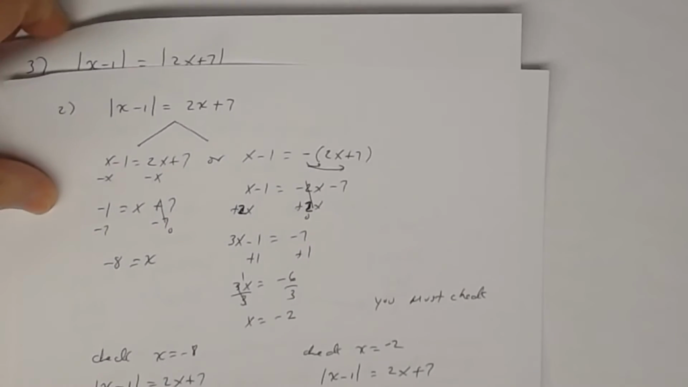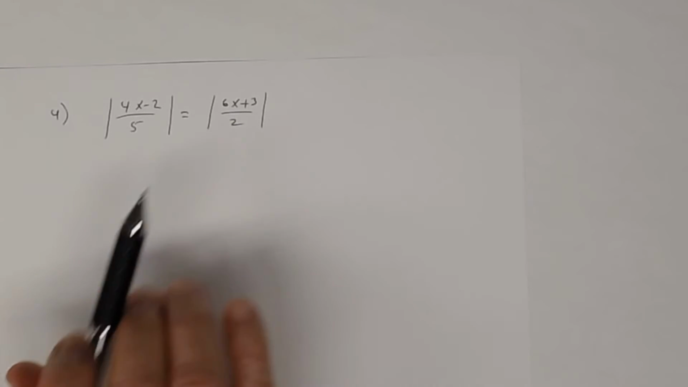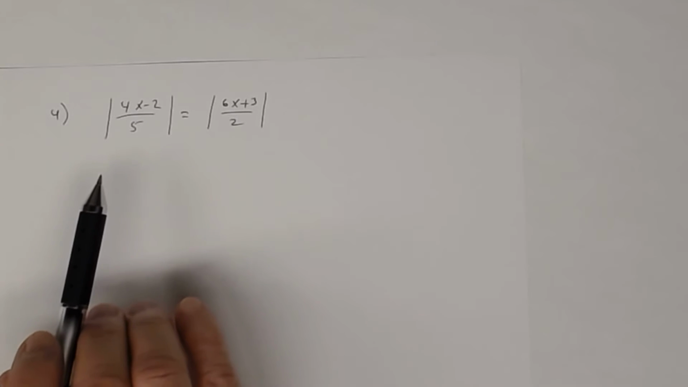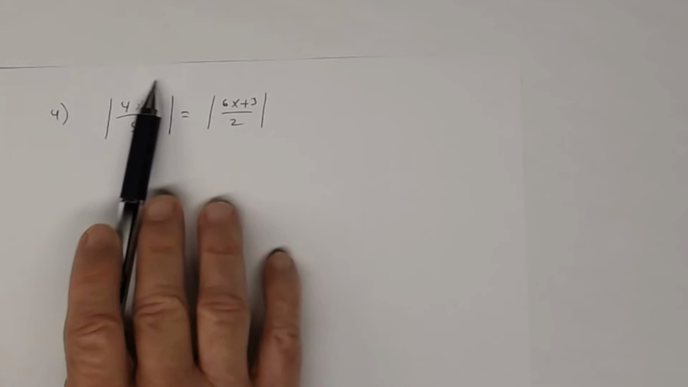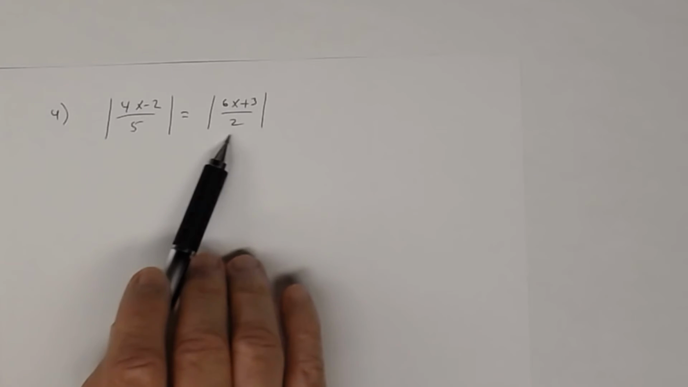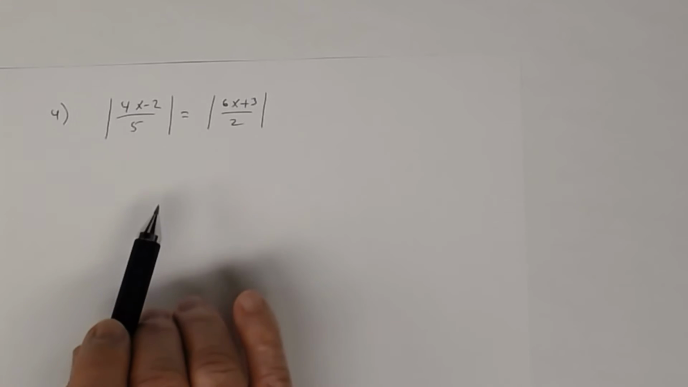Okay? So let's look at number 4. So number 4, let's suppose we had this equation. Okay, so we had the absolute value of 4x minus 2 divided by 5 equal the absolute value of 6x plus 3 divided by 2. So notice there are absolute value bars on both sides, right? So whatever you substitute for the value of x, this number right here will either be positive or 0. It will never be negative. Same thing here. Okay, so notice that the absolute value expressions are all by themselves.